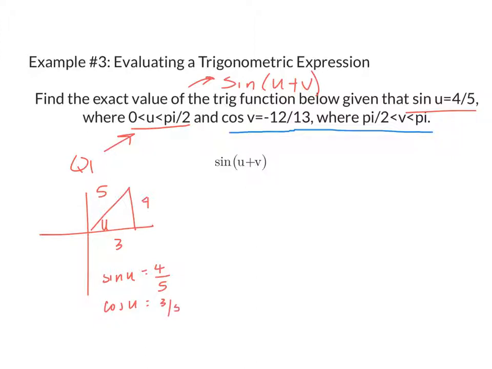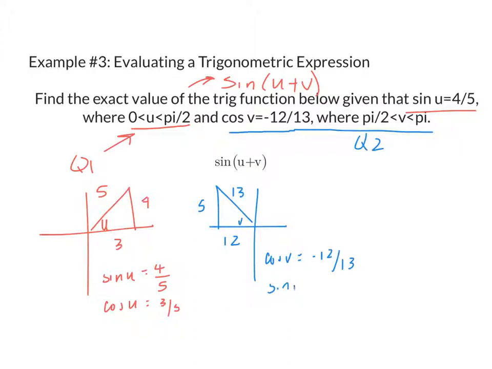Okay, and then with the second one, again, they're telling you that cosine is negative, and they're also telling you that we're talking about pi over 2 to pi. So this one is talking about quadrant 2. So for v, if cosine is negative 12/13, that's adjacent over hypotenuse, so this is 12, this is 13. If I did Pythagorean theorem, I would know that my y value is 5. So again, cosine of this value is negative 12/13. Sine of v is opposite over hypotenuse, that's 5/13.